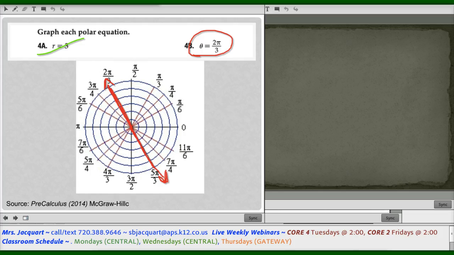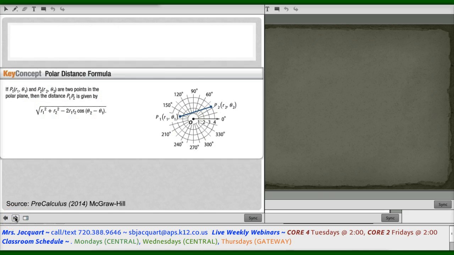Okay, good. So that's a good digest. Now, if we want to decide how far 2 points are on a graph when they're in polar coordinates, then this is a really cool formula for it. So let's go practice that formula.